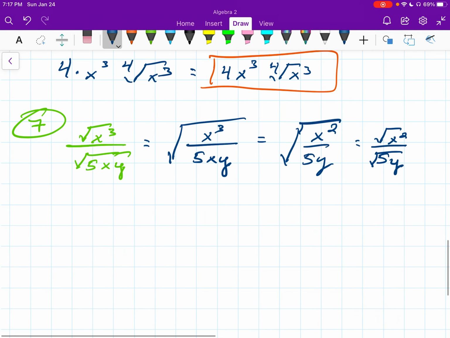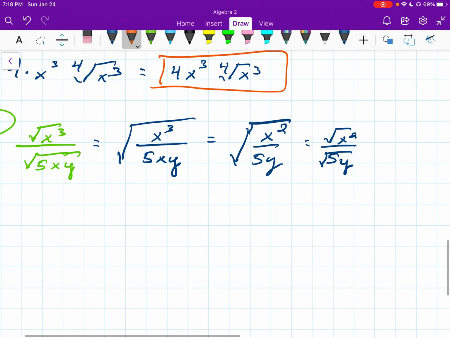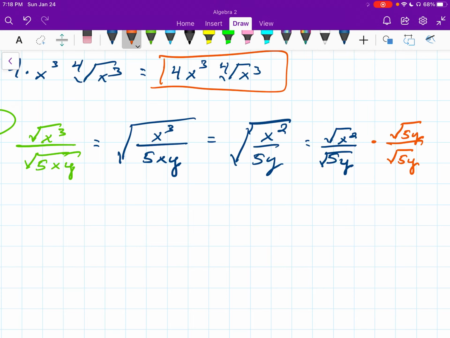Now, we can't have a root in the denominator, so we want to get rid of it. And what we're going to do is we're going to multiply by 1 in a very fancy way. The bottom is a square root, so I need a pair of 5's and a pair of y's. So I'm going to multiply by another root 5 and another root y. And then on top, I have to do the same thing because we're multiplying by 1, right? Think about that. Those 2 on top and bottom can cancel, and we'd just be multiplying by 1.